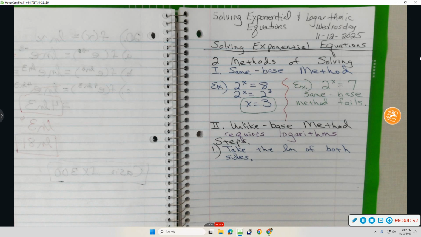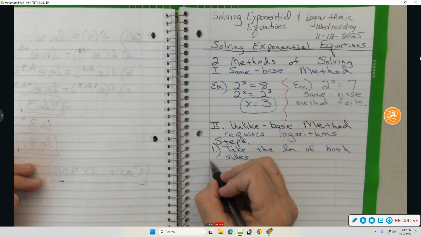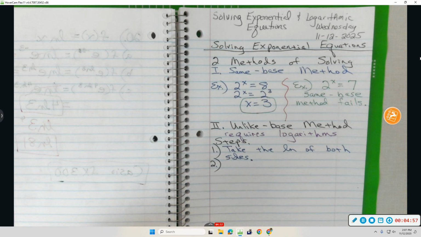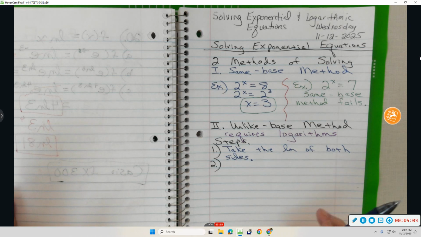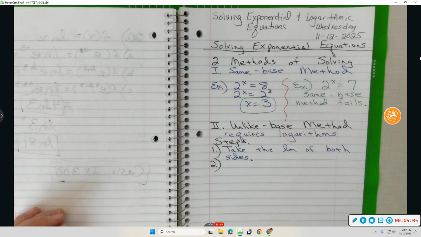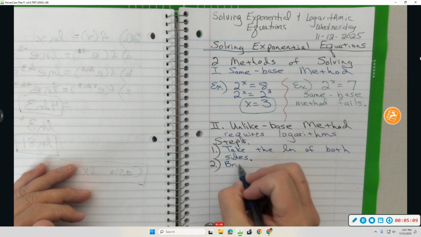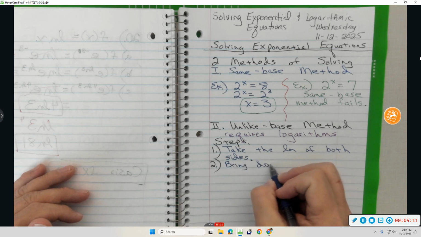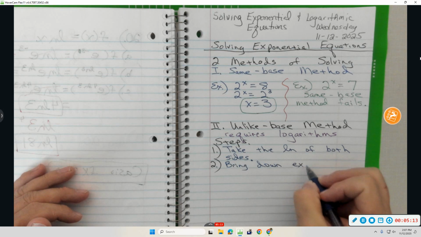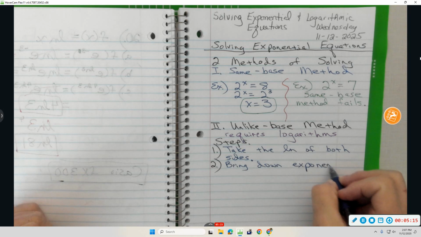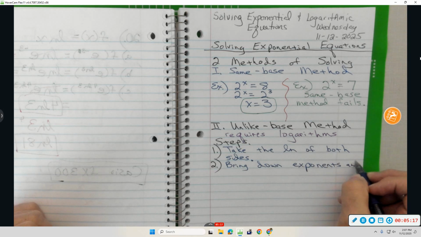And at this point you have exponential expressions and logarithmic expressions in the same problem. So for a moment it looks even worse than what you started with, but then you can use the power rule to bring down the exponents. Bring down the exponents and multiply.